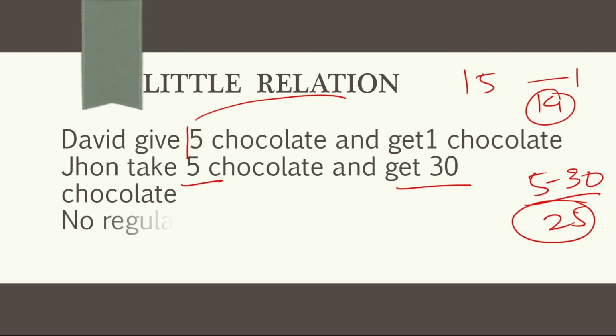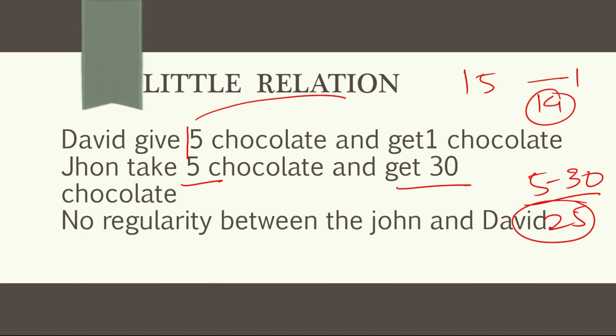Why? Because there is no regularity between John and David. David gives 5 chocolates and gets back 1 chocolate, and John takes 5 chocolates and gets 30 chocolates. So there is no regularity between John and David. This is called the little relation.